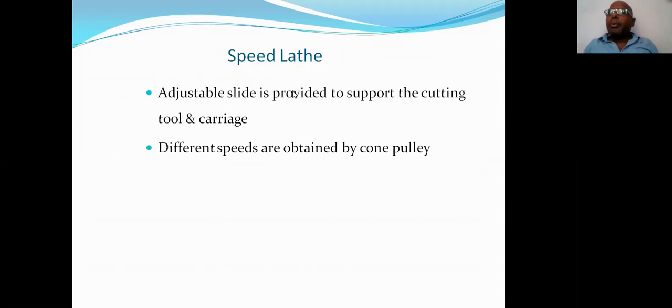Different speeds are obtained by cone pulley. We discussed already, either a 3 or 4 size stepped pulley is used for light machining operations, such as step turning, facing operation or taper turning operations only.